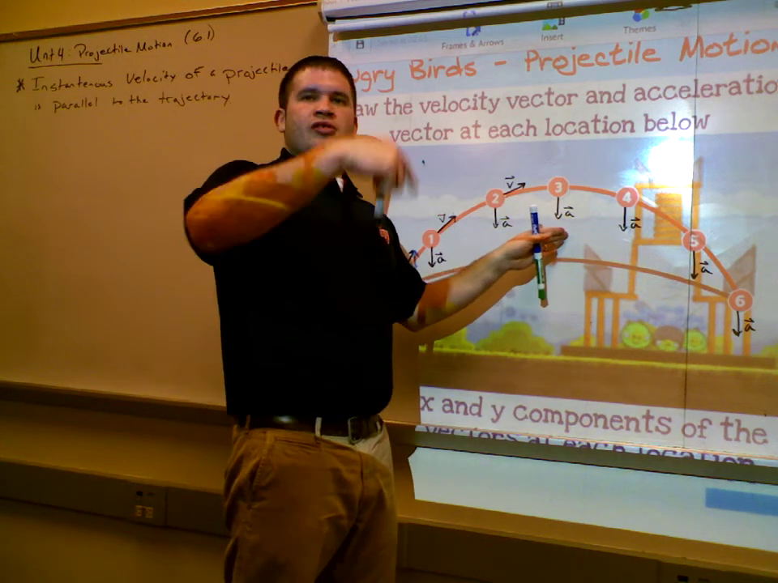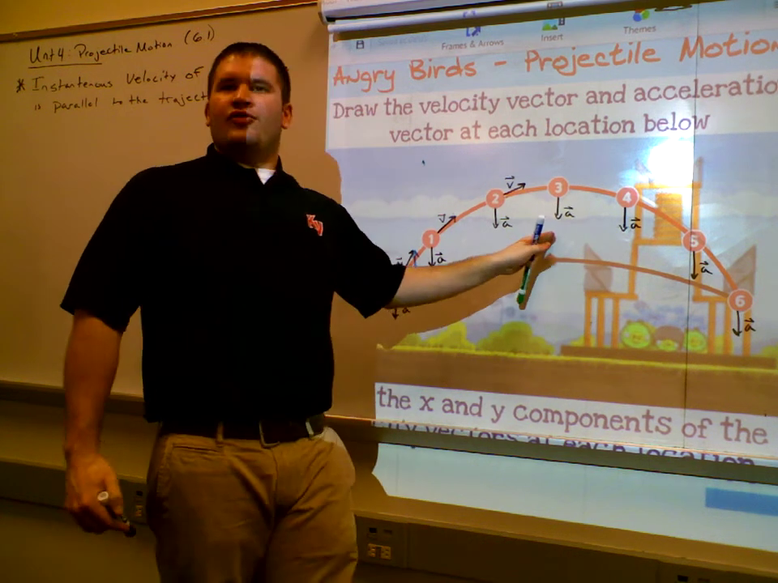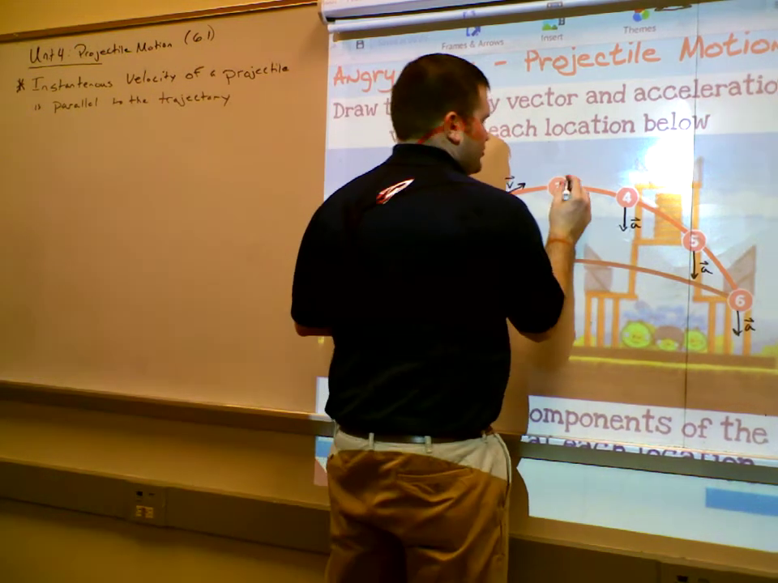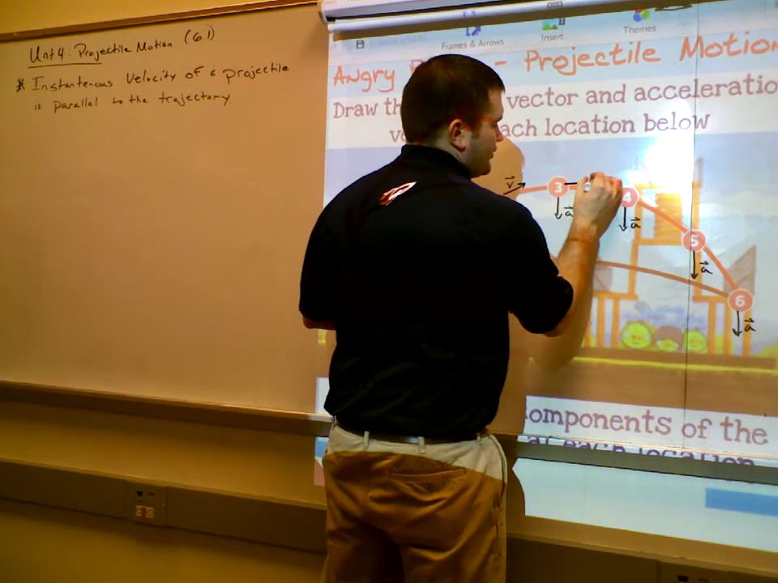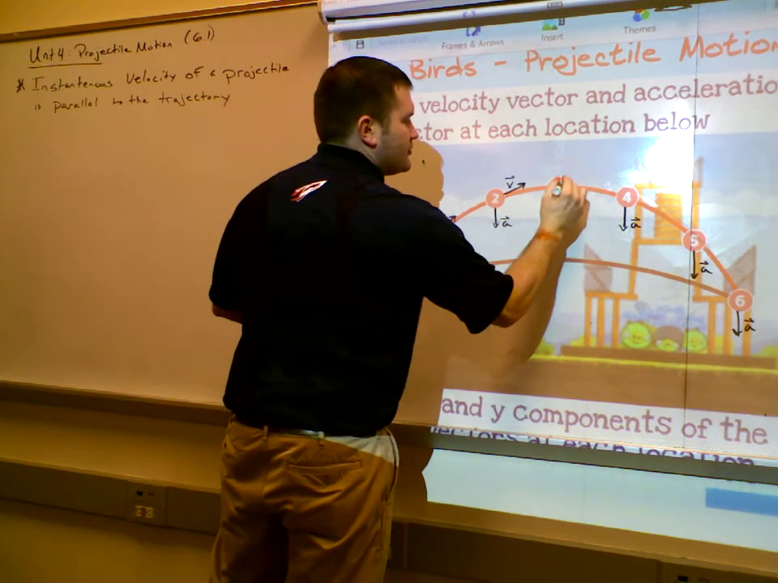All right, so at 3, I said ignore the building earlier, didn't I? Okay. At 3, which way is the velocity? Horizontal, because it's parallel to the trajectory, right? At 3, the trajectory is completely horizontal.